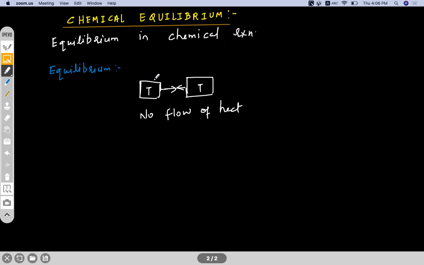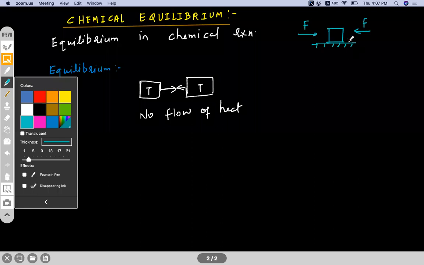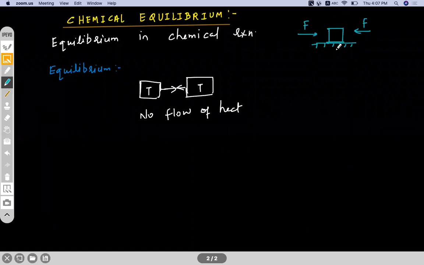So you see, for equilibrium condition, we must have two opposing factors, isn't it? Suppose another example: if you have an object placed on a table, and you apply a force from this direction, and an equal amount of force from this direction, then what happens? There's no net movement in the block, right? It will be static. And we say the system or the block is at equilibrium. Net force is zero.